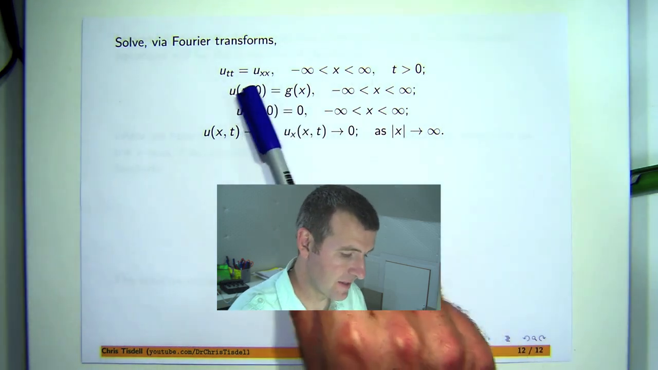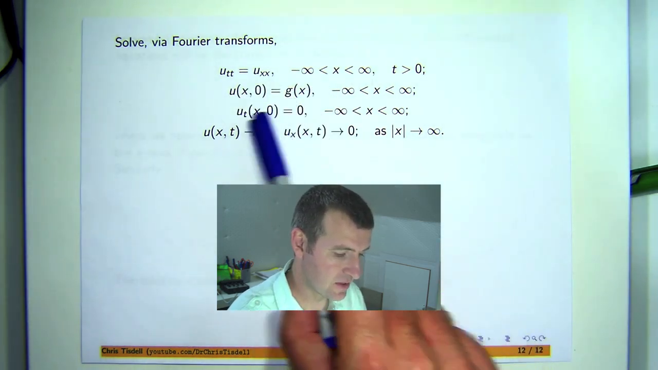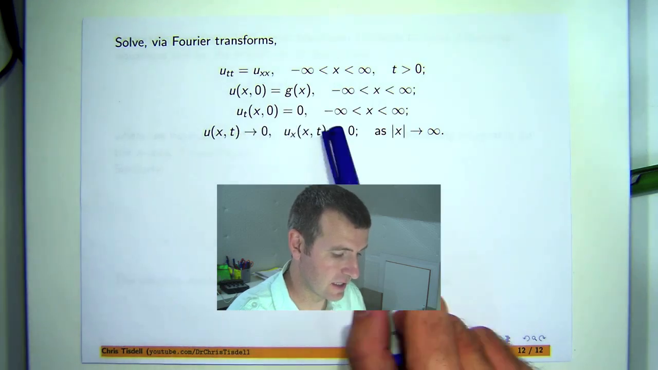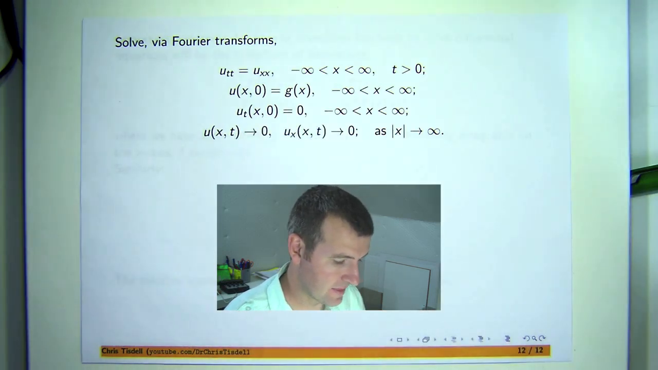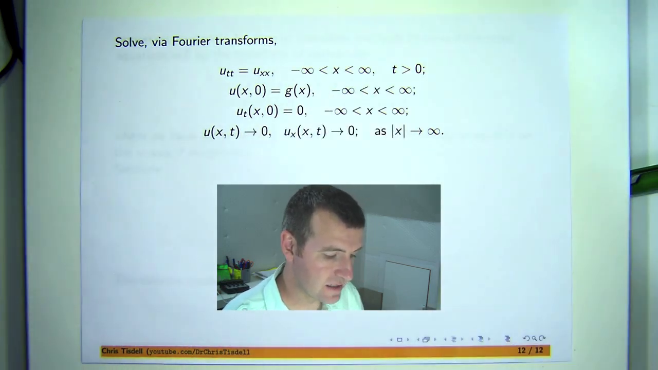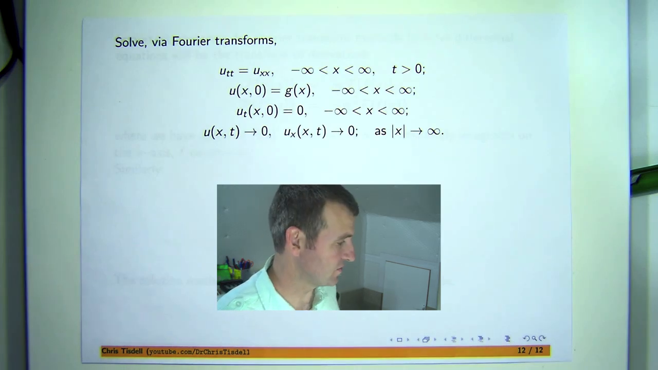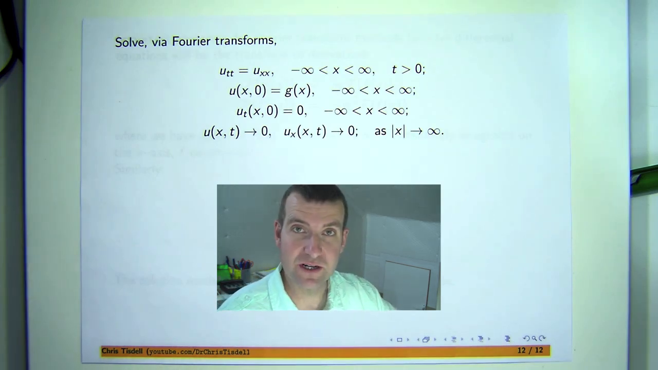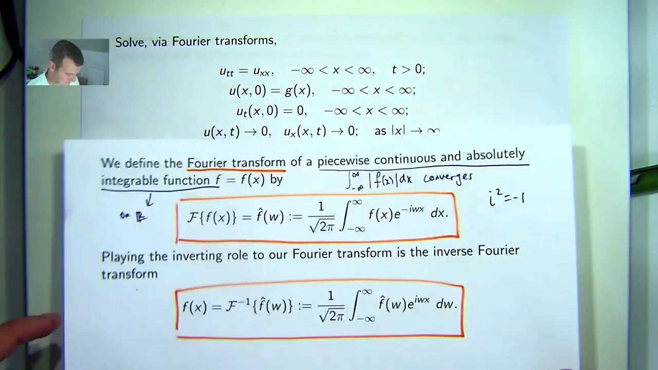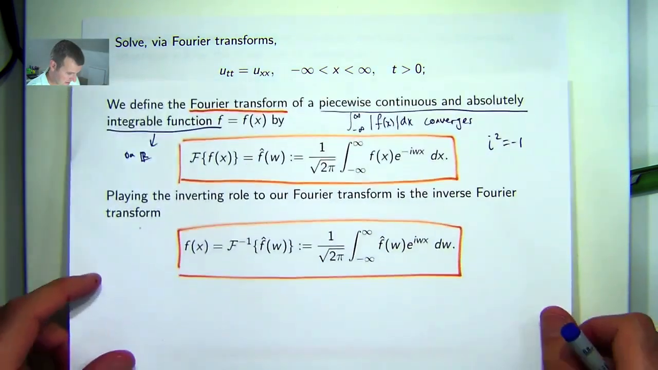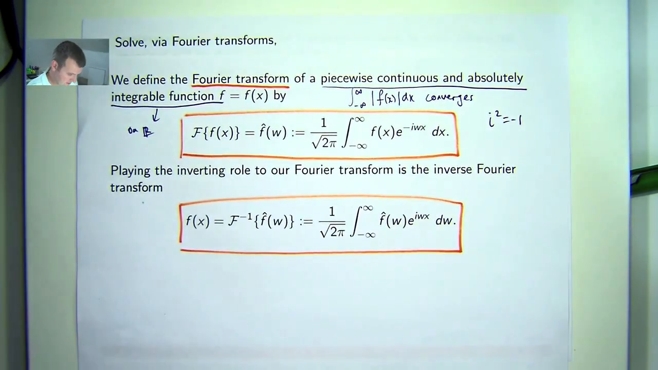Okay, and you have some initial condition, some initial velocity, and some of these limiting conditions. Now we don't know what g of x is, but we'll just assume that it has a Fourier transform. Now, speaking of which, what is a Fourier transform? Well, I've looked at these in previous videos.